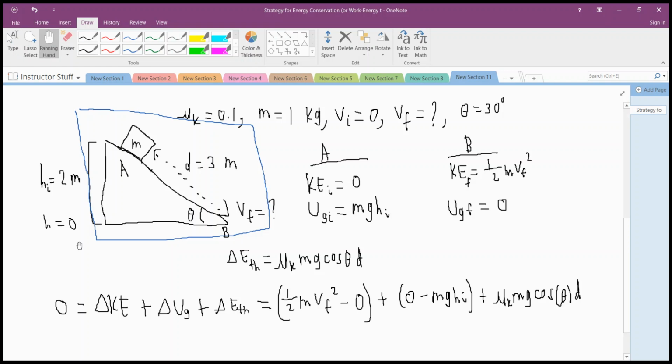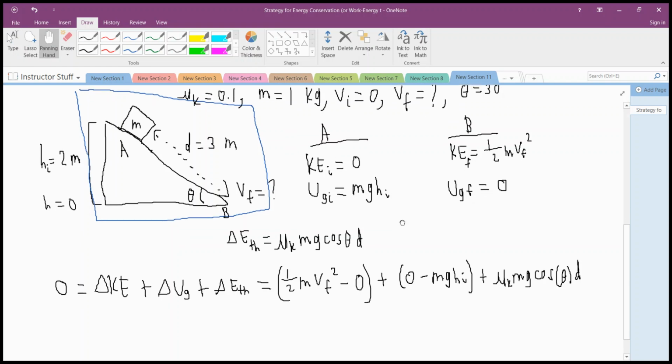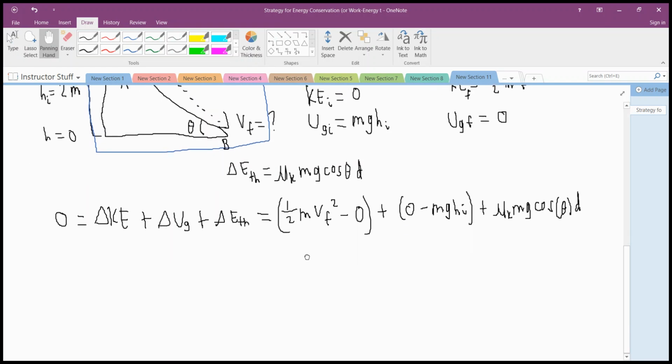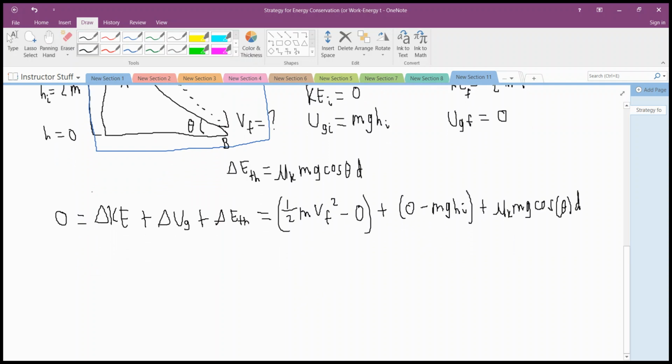So now we can plug in all the values that we know and solve for v final. Before I do that, I just want to show you another way that you can do this, which I like to do.